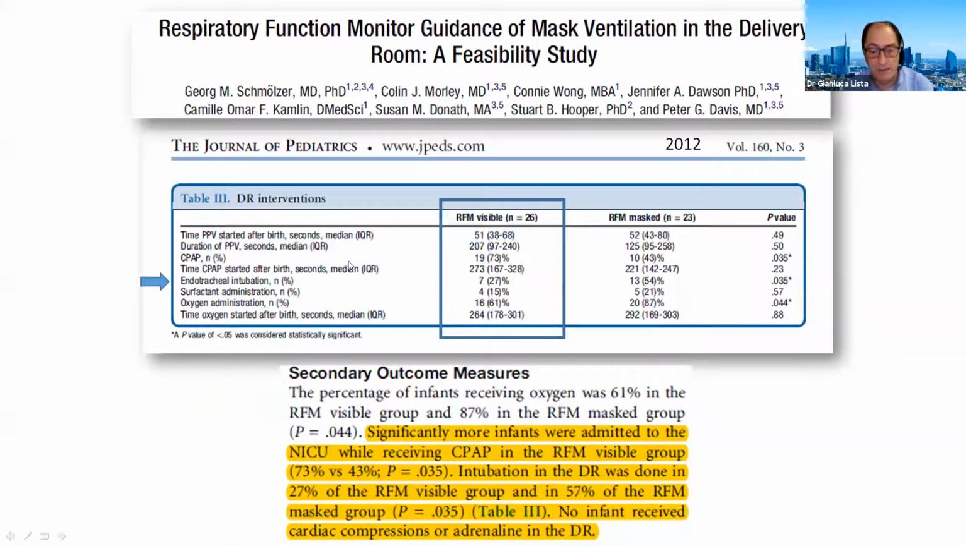And we know from the literature that the use of a visible respiratory function monitor can help the physician to understand if the baby, for example during PPV, is at the moment to intubate or not. These authors, in this paper published in 2012, demonstrated that the percentage of endotracheal intubation was reduced when these babies were managed using a visible respiratory function monitor.